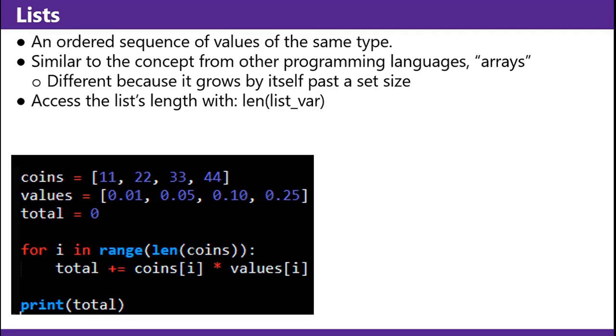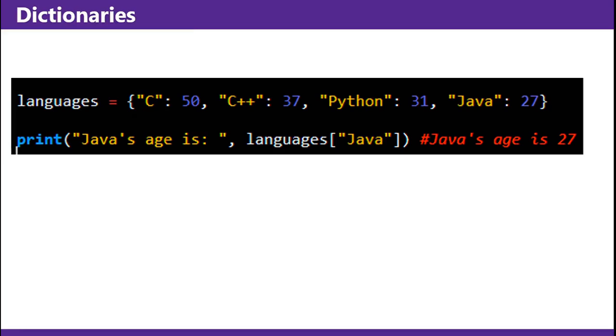In this example, you have the coins example, where you have 11 pennies, 22 nickels, 33 dimes, and 44 quarters, and then you have the values of those pieces of currency. And then you have a loop where you go through the slots one by one and multiply the values together. So in the 0th slot, you multiply together the pennies by their value. In the first slot, you multiply the nickels by their value, and then you get to a final total of how much money you have.